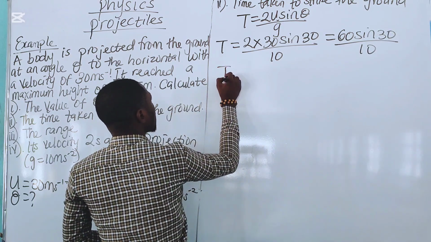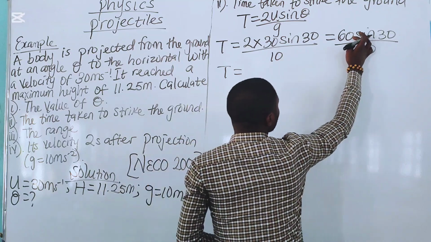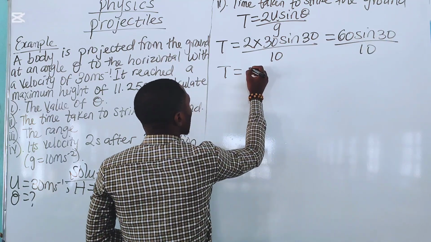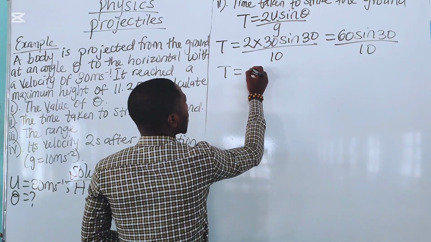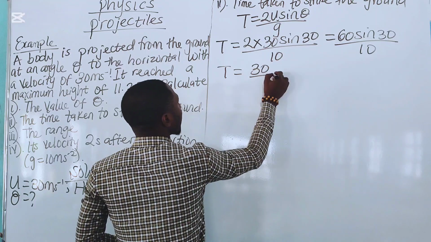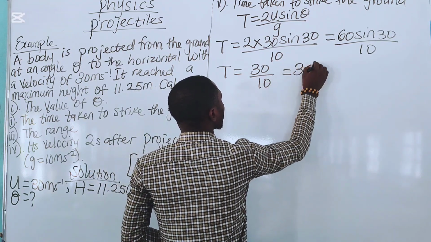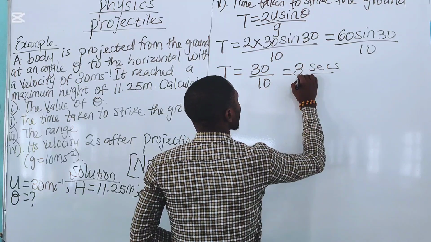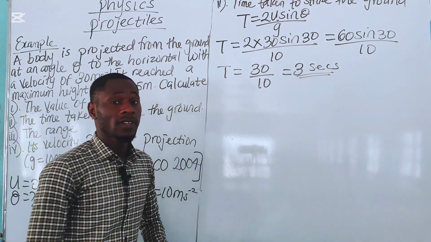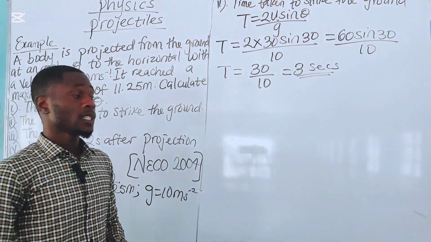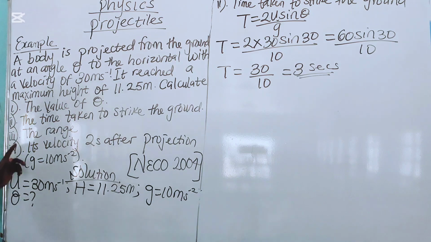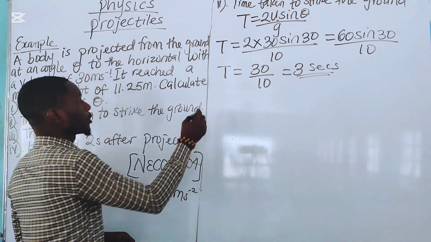So t will now become 60 times sine 30, which is equal to 30, divided by 10. So 30 divided by 10 will give us 3 seconds. So it means that the time of flight is equal to 3 seconds. So the next thing we have to find is the range of the projectile.